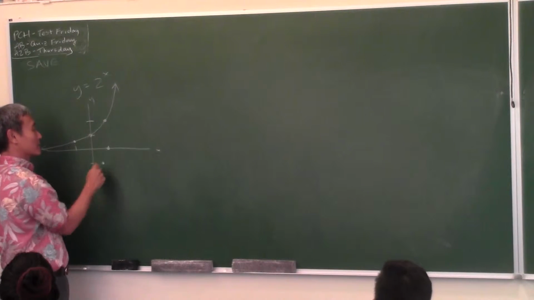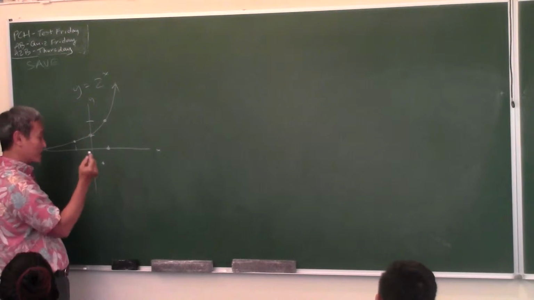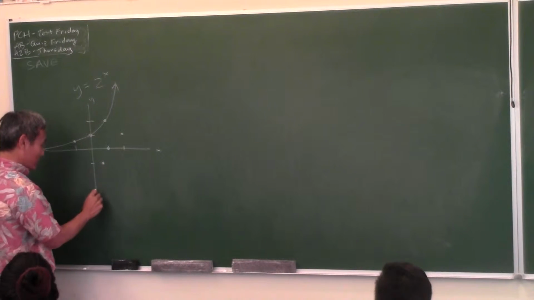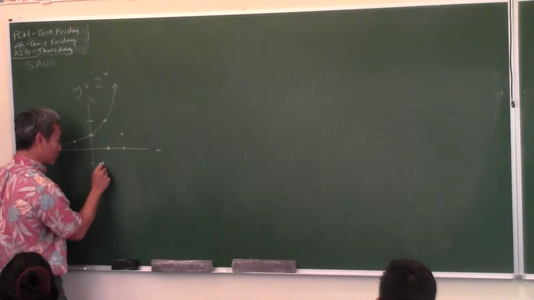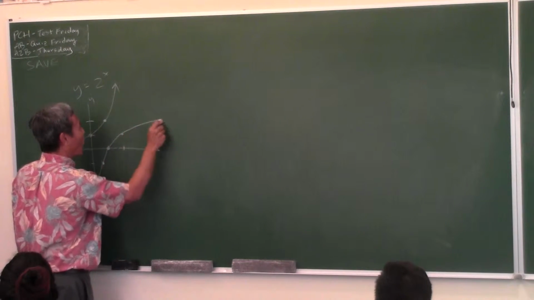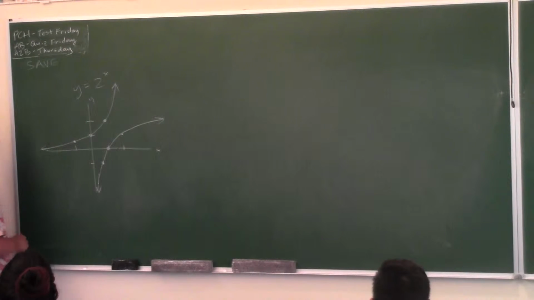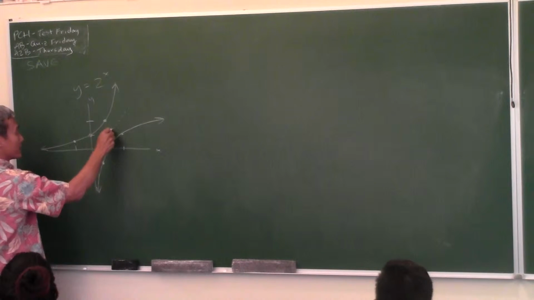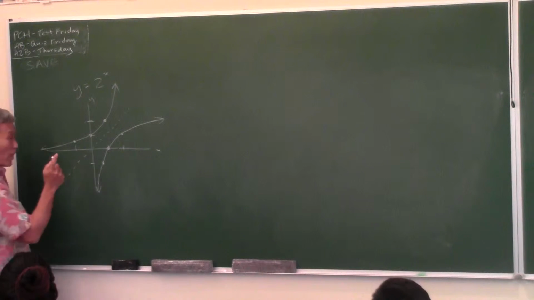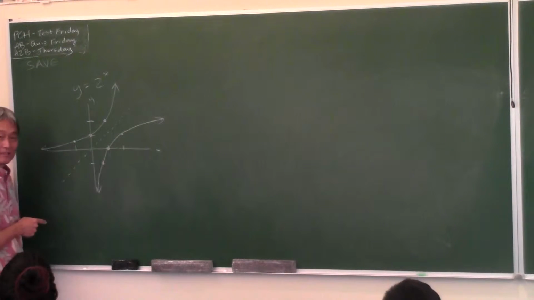What are the coordinates of this point? 1, 2. Switch it. So you get 2, 1. So the inverse looks like this. Oh, I missed. And again, anytime you graph a function and its inverse, it's going to be symmetric about the line y equals x. Okay, but now, what is the equation of this graph?